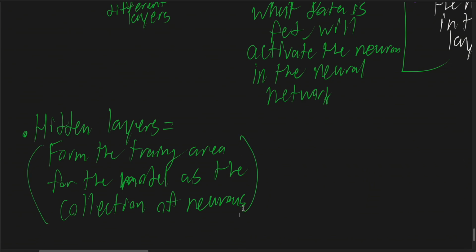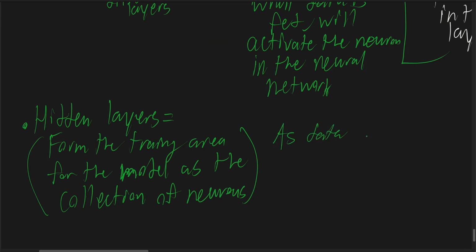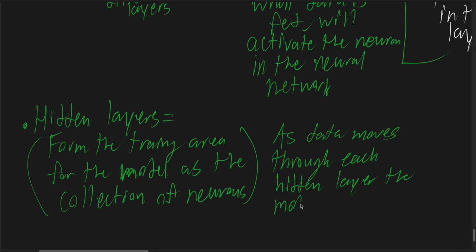As data moves through each hidden layer, the model discerns the probability of prediction.